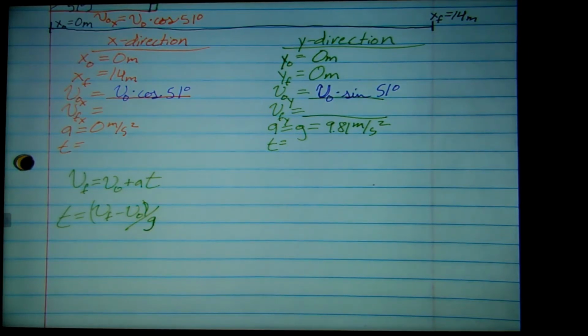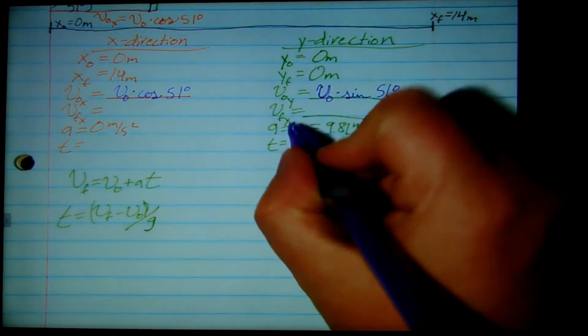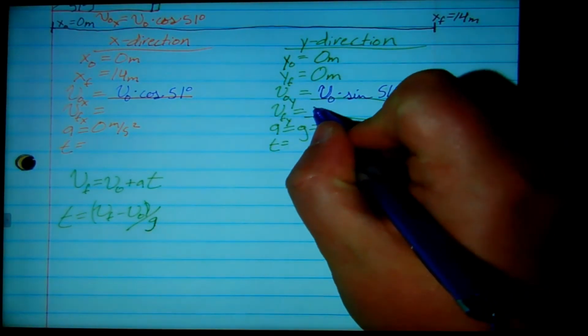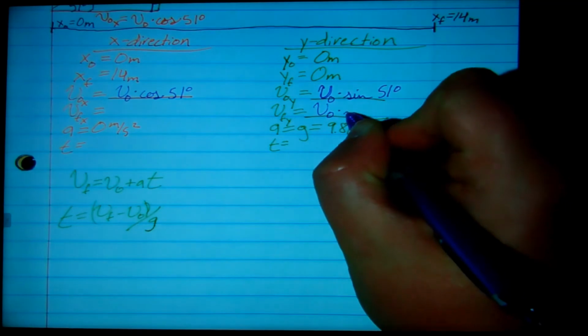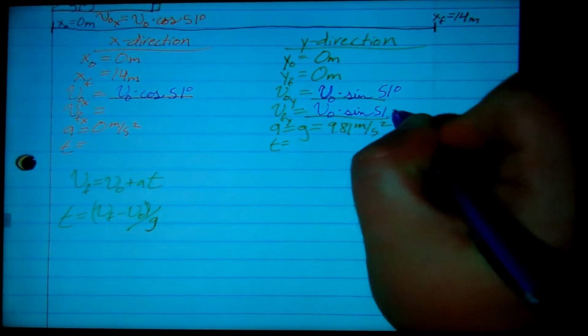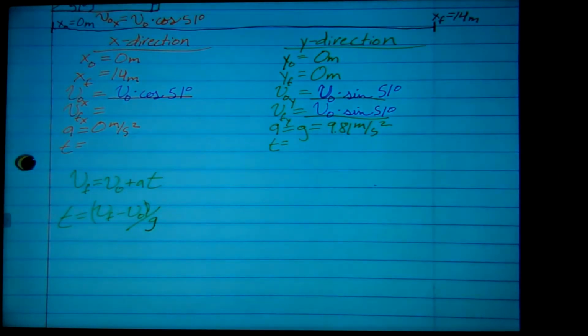Right, good. So you just make those zero? No. Final velocity in the y direction is also the initial velocity times sine of 51 degrees. But there's only one difference.